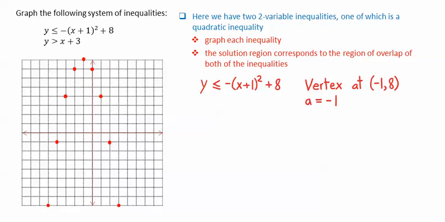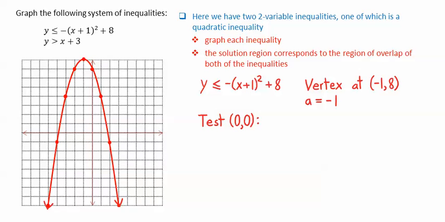We then draw our parabola. In this case, because the inequality symbol is less than or equal to, we draw a solid line for our parabola. Note that the inequality symbol being less than or equal to means that we would shade the region underneath this parabola. However, we could also pick a test point.